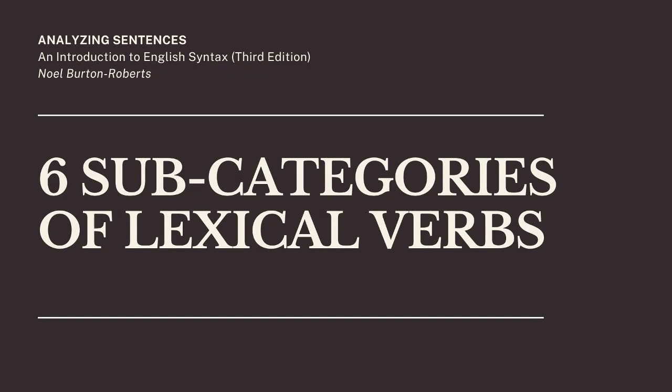Whenever we talk about verbs, the immediate examples that come into mind are sing, walk, dance, ride, sleep, and all the other kinds of verbs out there. But did you know that we can actually categorize these verbs into different subcategories depending on their usage in a particular sentence or statement? Yes, you heard it right. So if you want to learn how we are going to use this into a particular statement, tune up and let's learn. We are going to discuss the 6 subcategories of lexical verbs from the book of Noel Burton Roberts, Analyzing Sentences, An Introduction to English Syntax, 3rd edition.